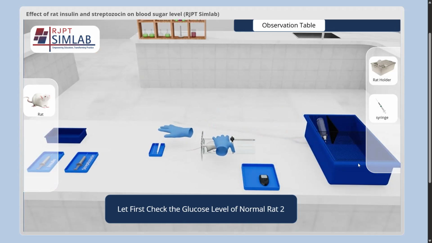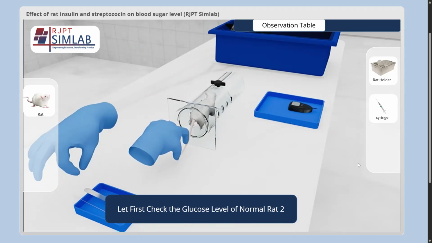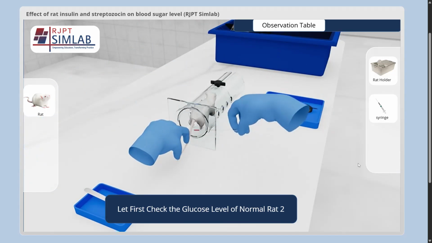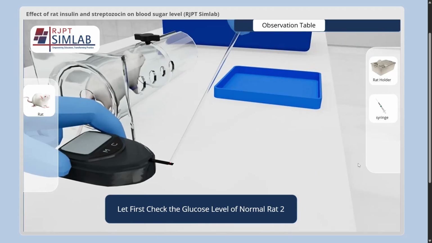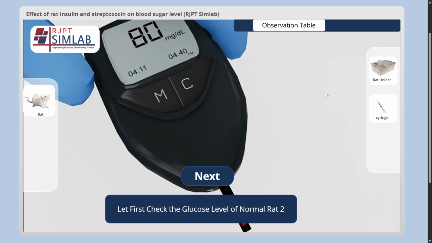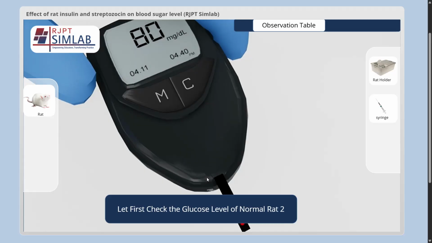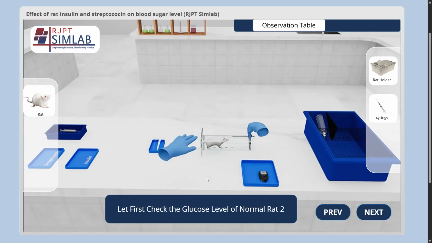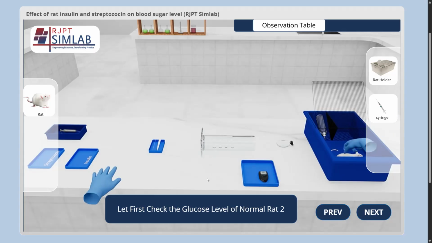So now at first, let us inject the streptozotocin drug through the intraperitoneal route to the rat. But before that, we will check the blood glucose level of the second rat to make a base value. By the tail snip method, we will withdraw blood and check the blood glucose level. As we can see, the blood glucose level is 80, which is a normal value. So now we will place it inside the cage again. And now we will jump to the next step.